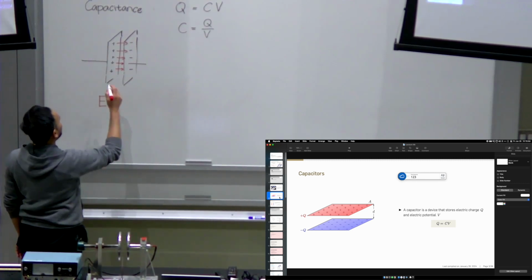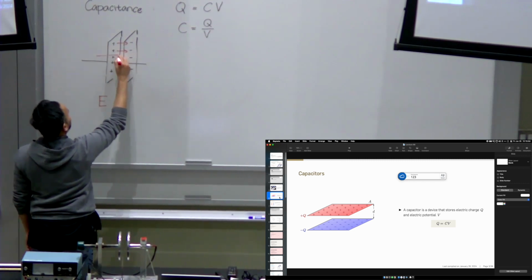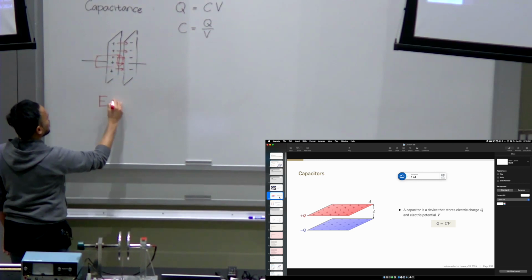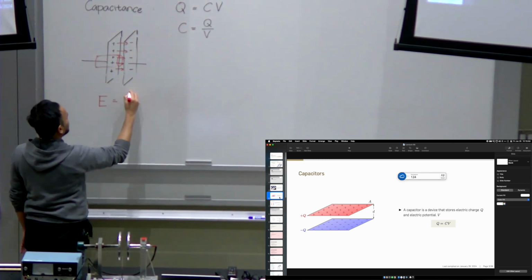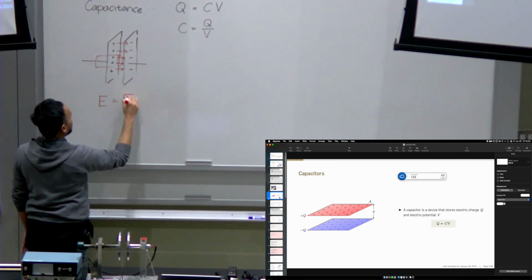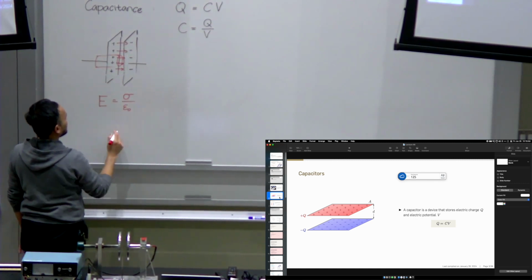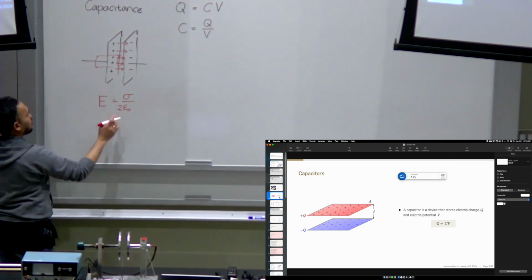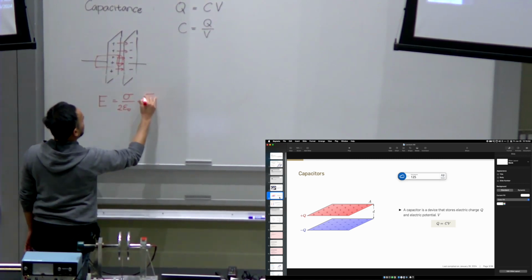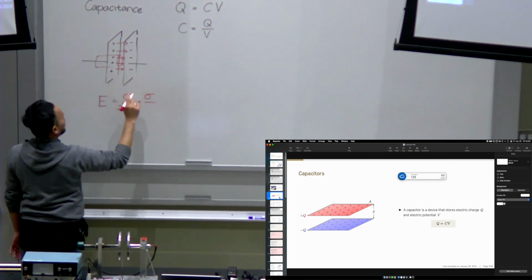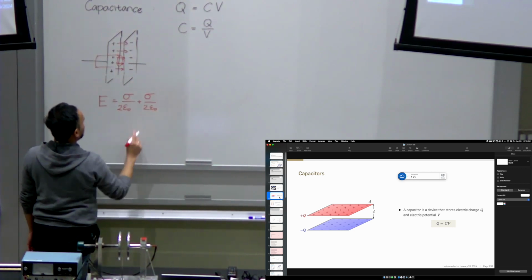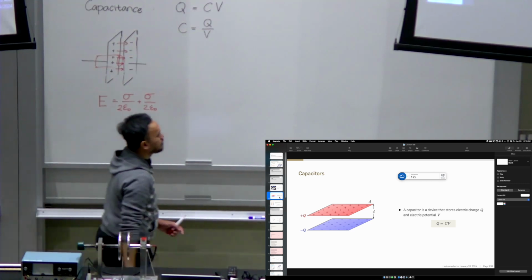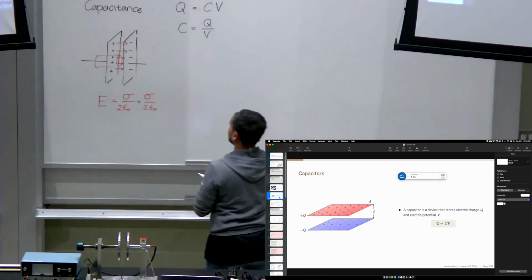Using Gauss's law, remember? We use the surface is equal to sigma divided by permittivity. There is a factor of 2 here. But since there are two plates and they point towards the same direction, the factor of 2 disappears. So let me just simplify the formula.